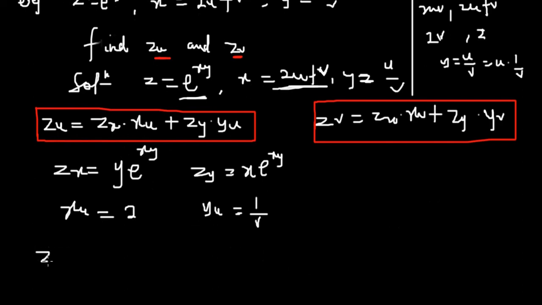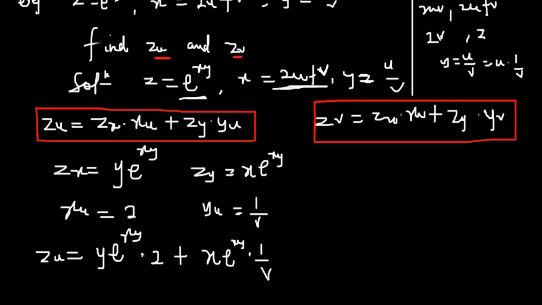So we have zu. Now we are just substituting. So zx is this expression. We have y e^(xy), multiplied by xu, which is this expression, which is 2. And then we add that to, and keep in mind this means we are multiplying, zy, which is this expression x e^(xy), and then you have yu, which is 1 over v.